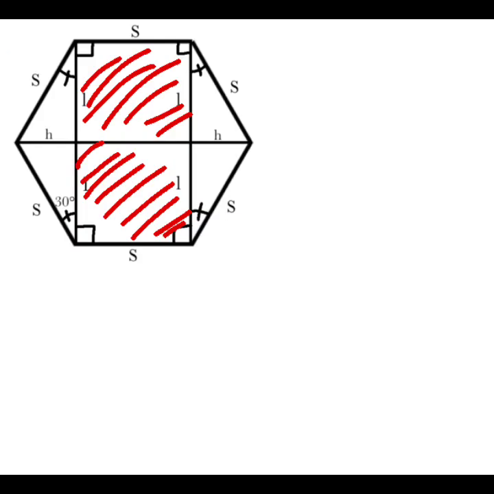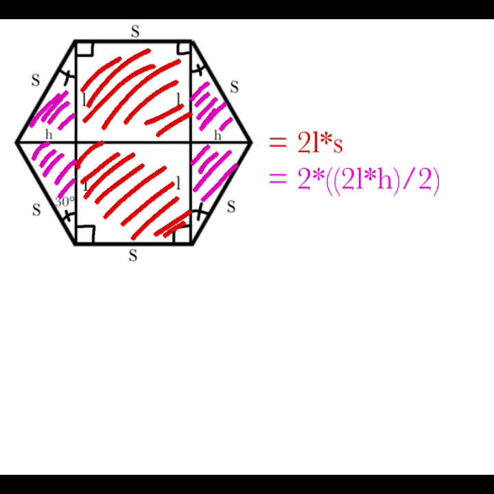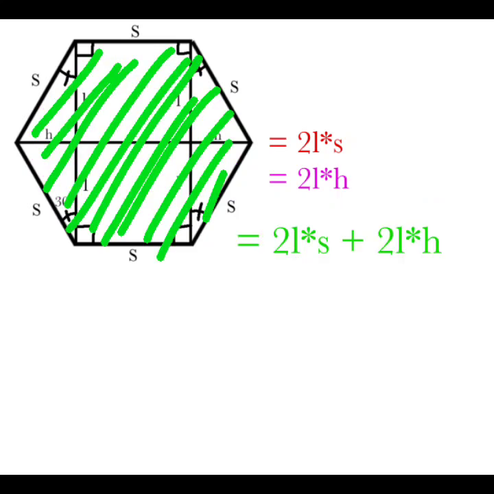Now we can calculate each area separately to get the entire area of the hexagon. The big rectangle is 2L times s. Because area equals base times height, the triangles would each be 2L times h all over 2, but because there are two of them, the sum of their areas is just 2L times h. This means that the area of the hexagon is 2L times s plus 2L times h.